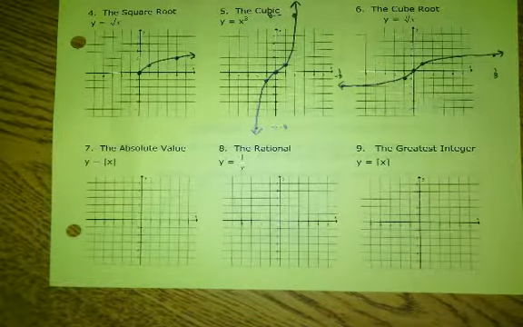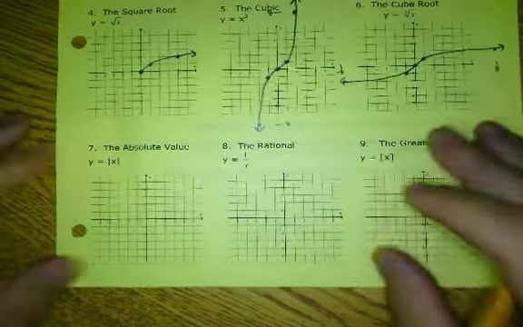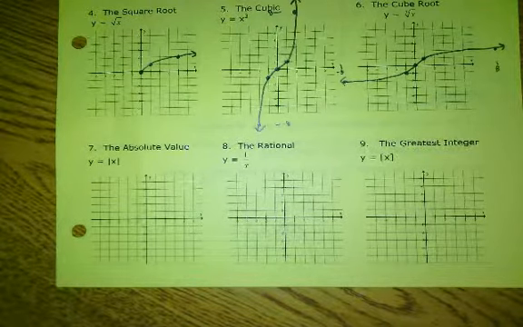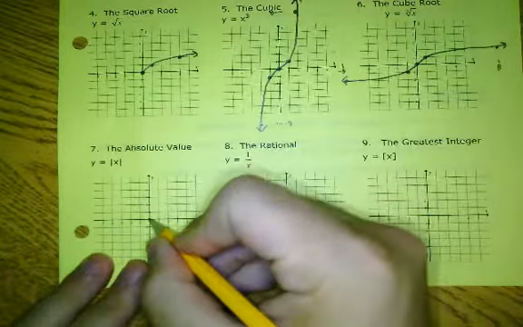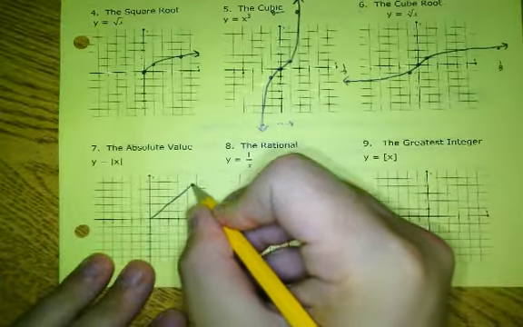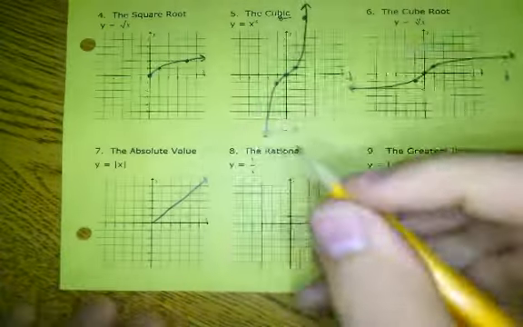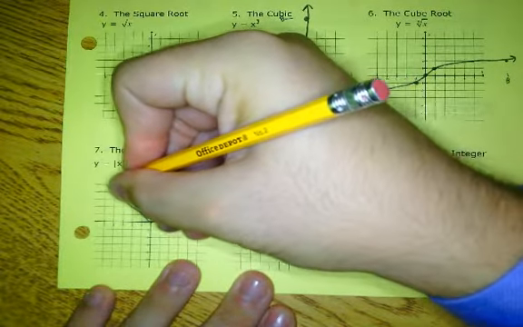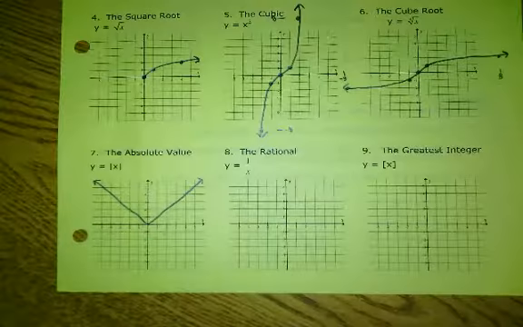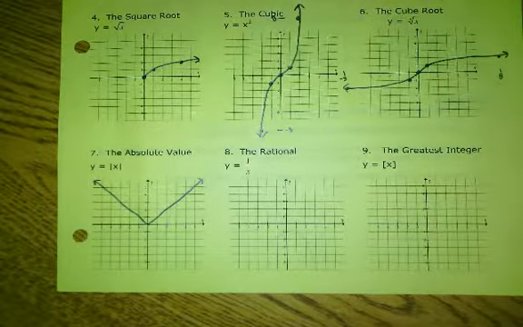Absolute value. What shape is it? It's a V, okay. So it's got a slope of 1, right? What about in the other direction? It's got a slope of negative 1. It's a V. Plug in values if you didn't know this.